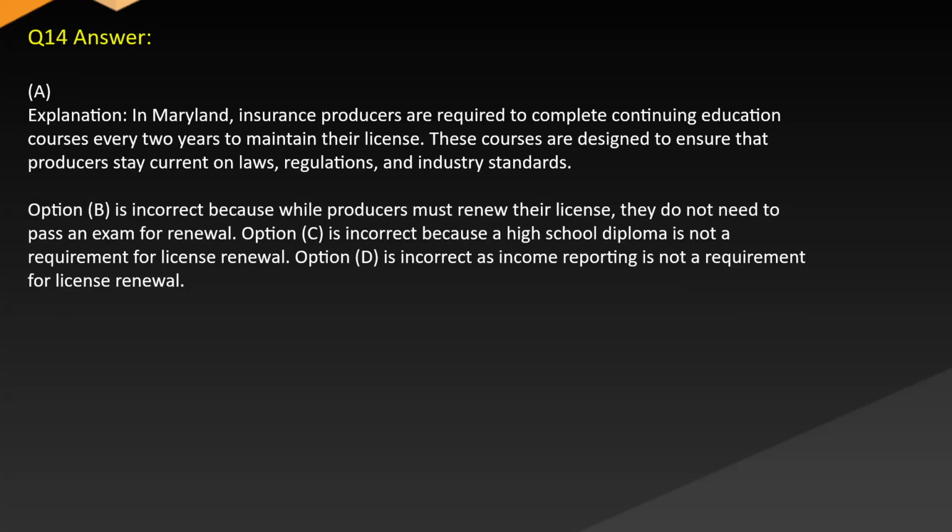Answer A. Explanation. In Maryland, insurance producers are required to complete continuing education courses every 2 years to maintain their license. These courses are designed to ensure that producers stay current on laws, regulations, and industry standards. Option B is incorrect because while producers must renew their license, they do not need to pass an exam for renewal. Option C is incorrect because a high school diploma is not a requirement for license renewal. Option D is incorrect as income reporting is not a requirement for license renewal.